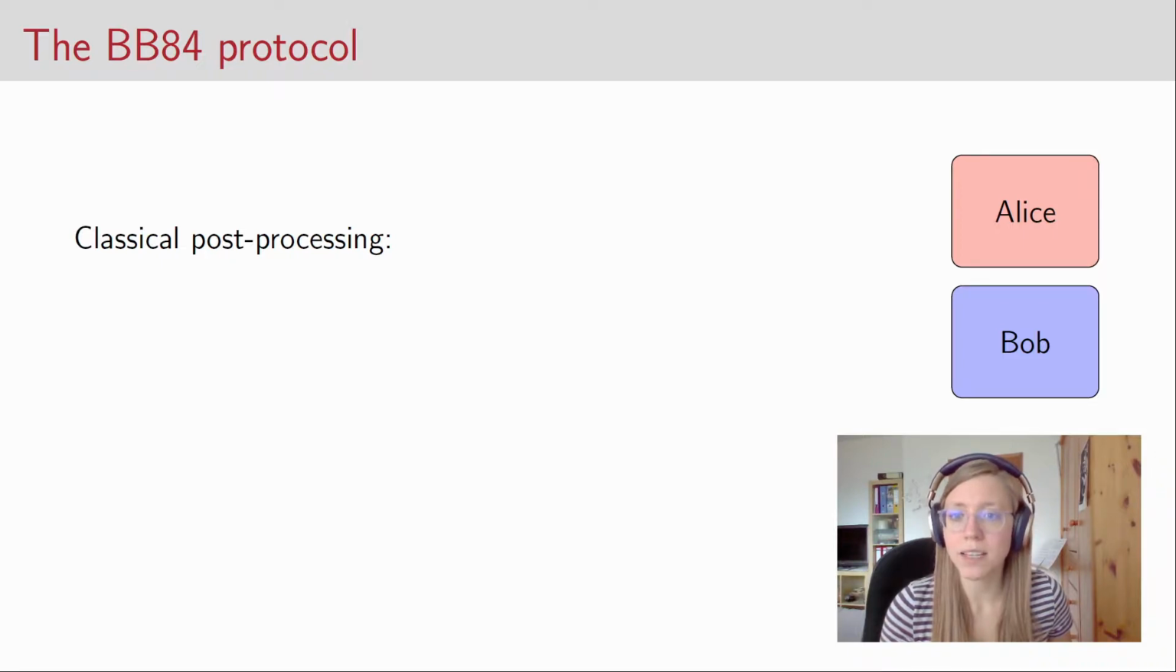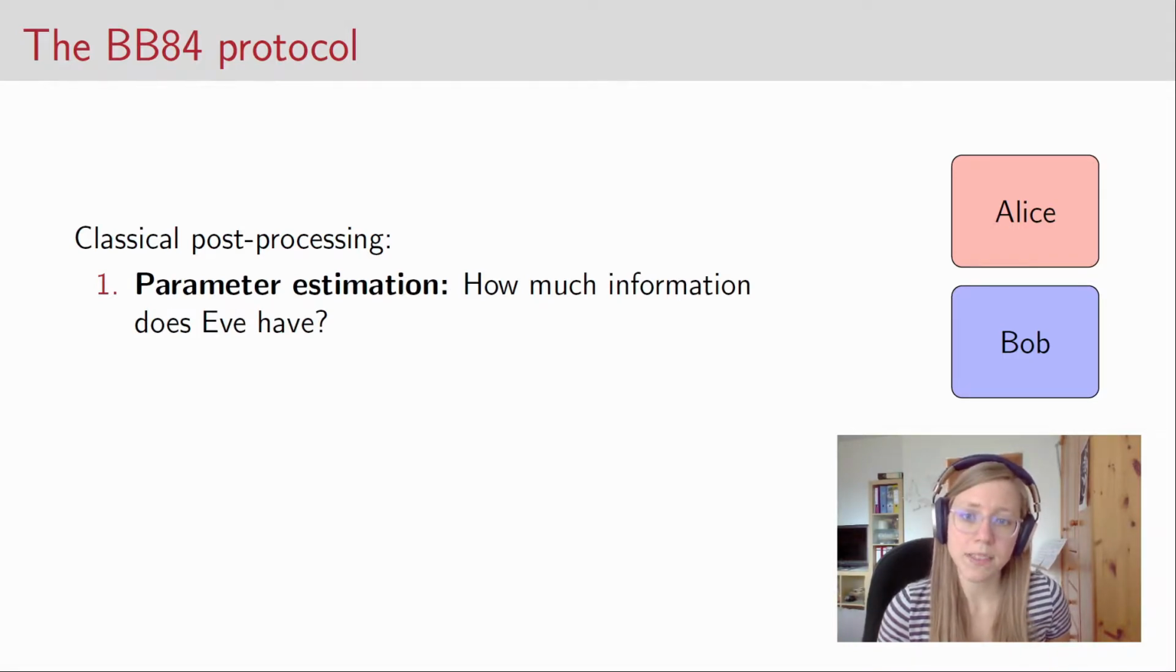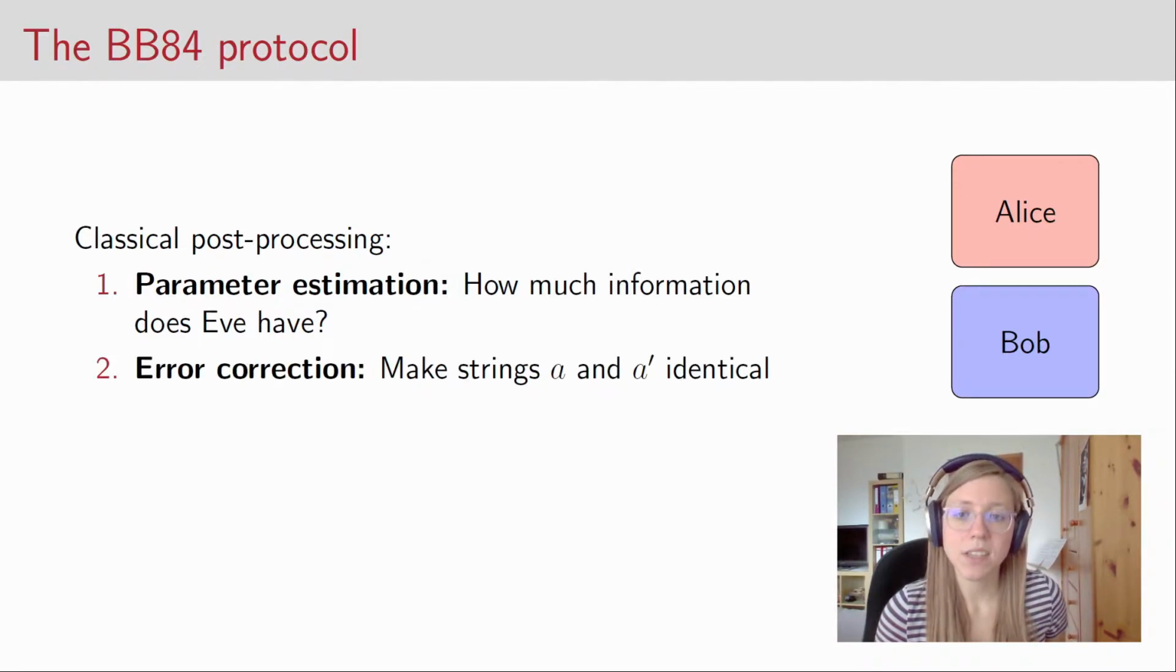And after this comes the classical post-processing. So now Alice and Bob only use classical messages. And I will shortly talk about the different steps here, but not go into much detail because this is part of another video. So the first step is the parameter estimation step. Here Alice and Bob estimate how much information Eve has gained. Then comes the error correction step, since their strings A and A prime are now correlated, but they are probably not identical. They have to perform some error correction codes to make their strings identical.